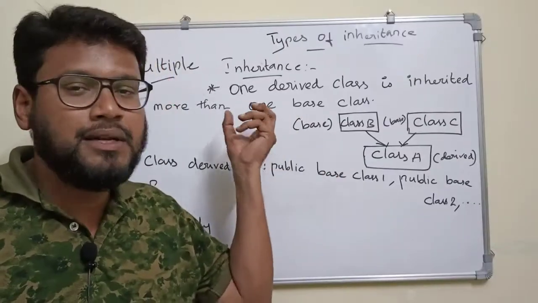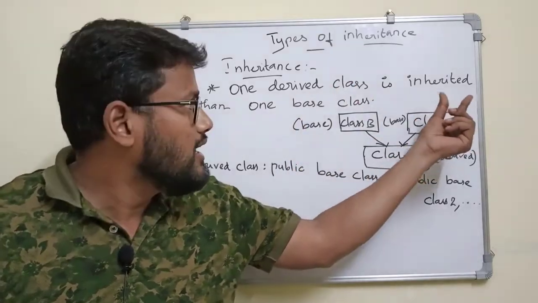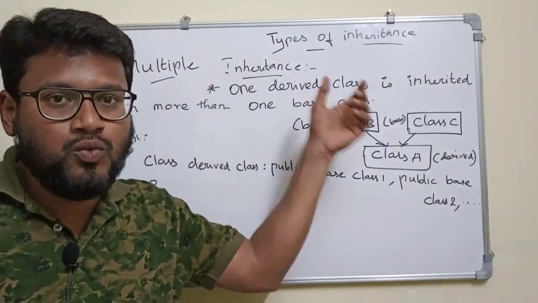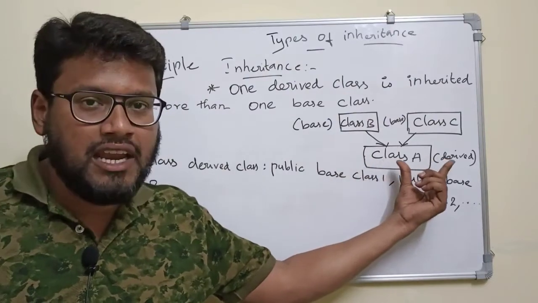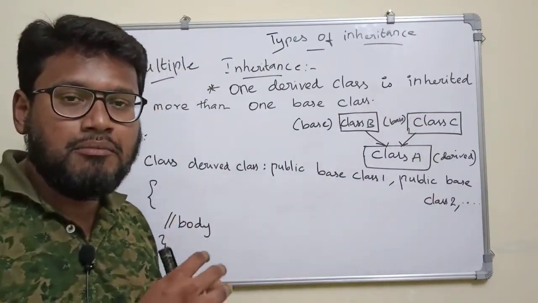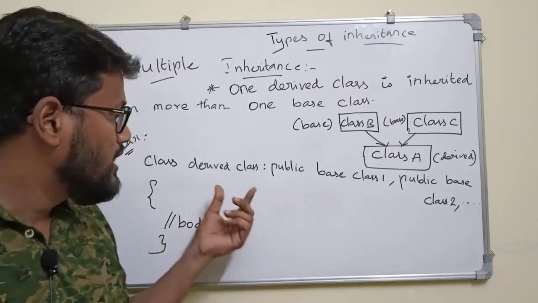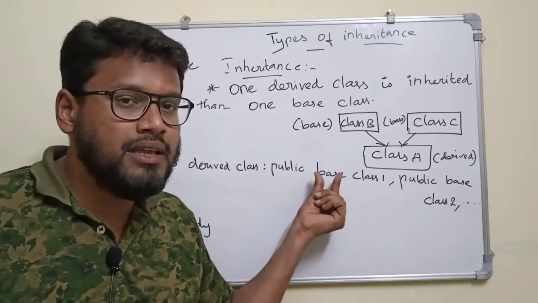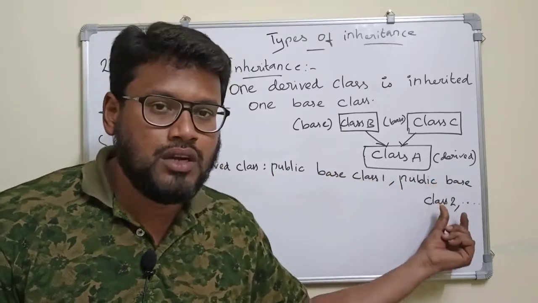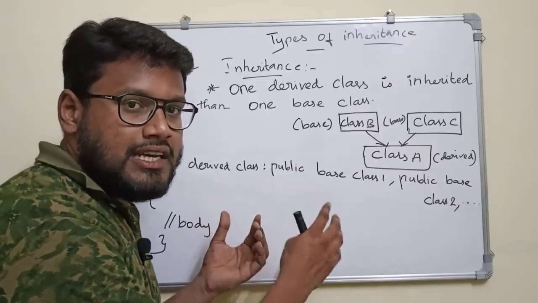Next is multiple inheritance. In multiple inheritance, one derived class is inherited from more than one base class. That means one derived class with a number of base classes. Use this syntax to declare the derived class: derived class colon public base class 1 comma base class 2 comma base class 3. The comma separates the base classes. A derived class can inherit a number of base classes.